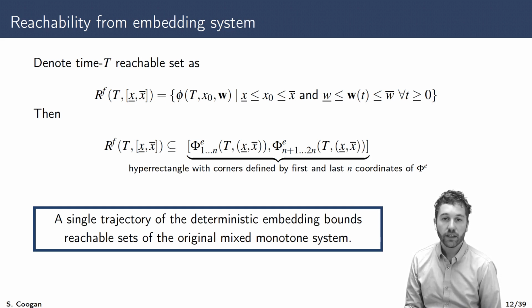So in particular, the lower corner of the rectangle is given by the first n components of the embedding system trajectory, and the upper corner is given by the last n components of the trajectory. Again, this fact follows readily from the definition of the southeast order and the monotonicity property of the embedding system with respect to this order. So the striking thing to note here is that a single trajectory of the embedding system provides an over-approximation of the reachable set of the original mixed monotone system as a hyperrectangle.